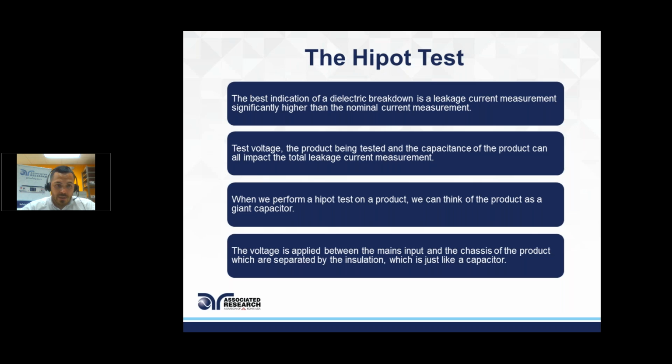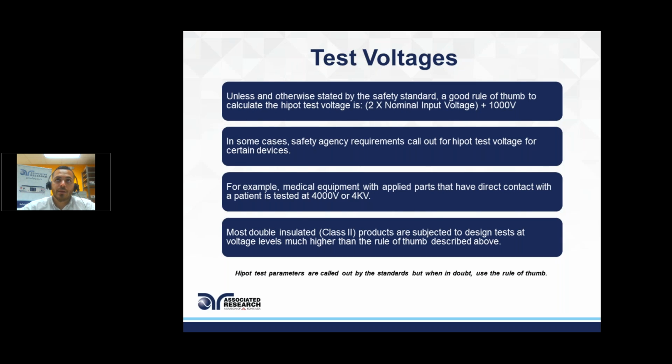So when we perform a Hipot test on a product, we think of the product as a giant capacitor, right? I have my line and neutral shorted, that's one plate of the capacitor, and I have my ground circuit, that's the other plate of the capacitor. What we're testing is in between. So hence the voltage applied between the mains and the chassis of the product, which are separated by the insulation, such as a capacitor. For a lot of DUTs that are purely resistive, you can get away with just applying to one side of the line neutral. So now we're getting into parameters, right?